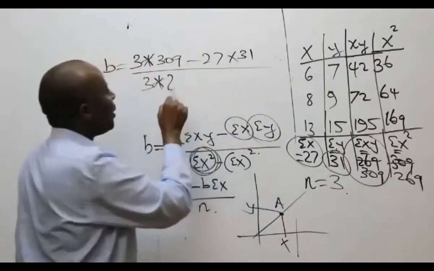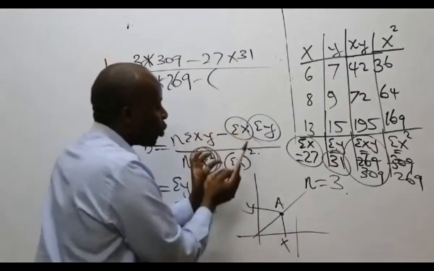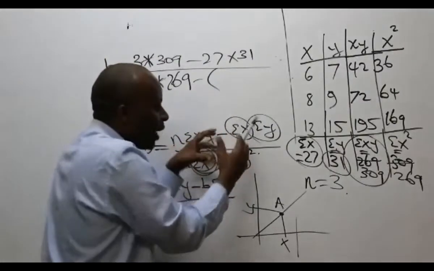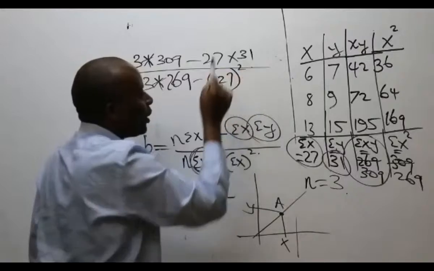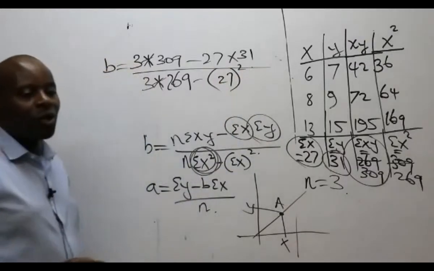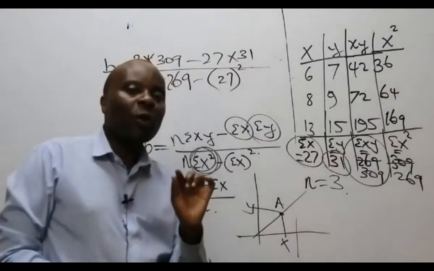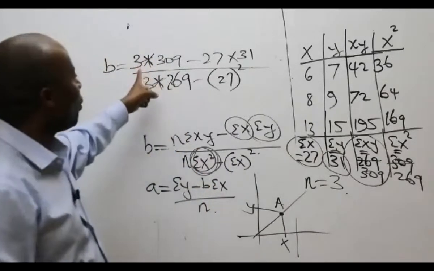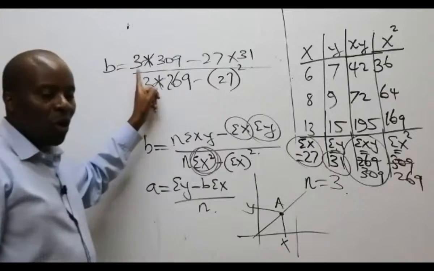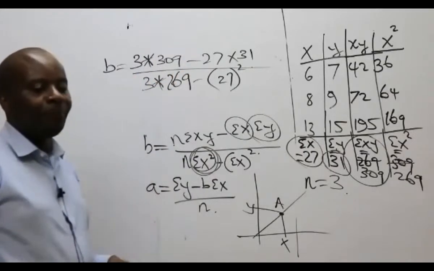So it is 269 minus, in brackets, summation of x, which is 27. They want us to encapsulate summation of x in brackets, and then outside the bracket we square. So could you kindly do me a big favor and give me the value of the numerator, using your calculator?